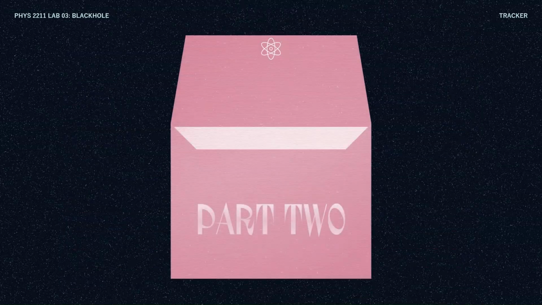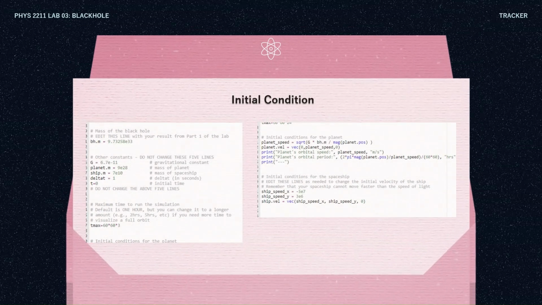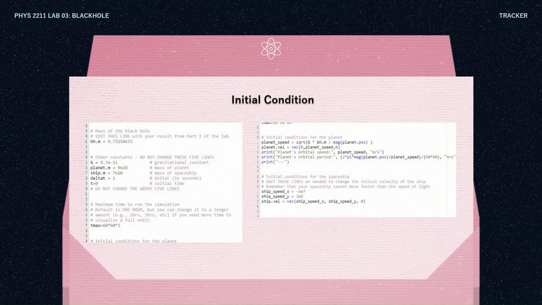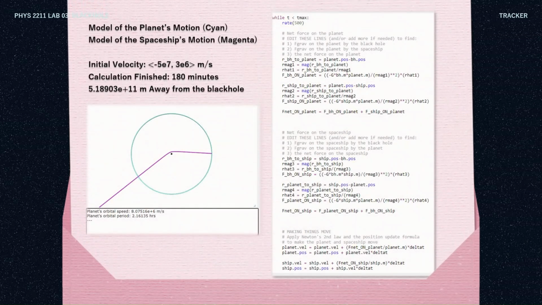In order to create a model simulating the motion of the planet and the spaceship around the black hole, I had to update the GlowScript starter code by first adding the average mass of the black hole found in part 1. I was given the following constants: the universal gravitational constant, the mass of the planet, the mass of the ship, delta t, and the initial time. Using the momentum principle and the formula for gravitational force, I could find the net force on the planet and the ship to predict their trajectories.